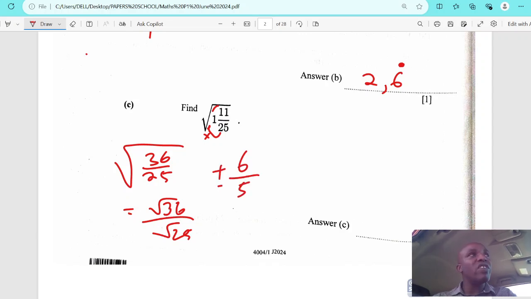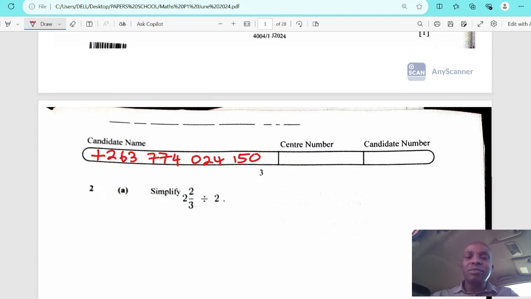So it's plus or minus. Always, square root of a number, you have to put plus or minus. Please take note of that part. Then leave your answer as a mixed number. So it's 1 and 1 over 5, plus or minus. Done.